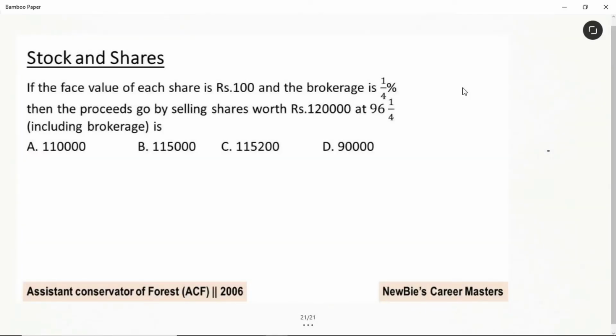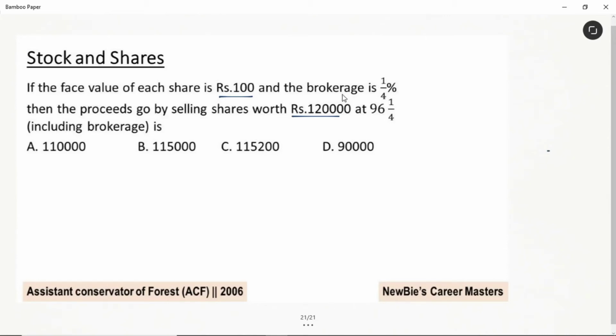Okay, newbies, this question is from stock and shares. Question is, if the face value of each share is 100 rupees and the brokerage is 1/4%, then the proceeds from selling shares worth 1,20,000 at 96 1/4 rupees, including brokerage.